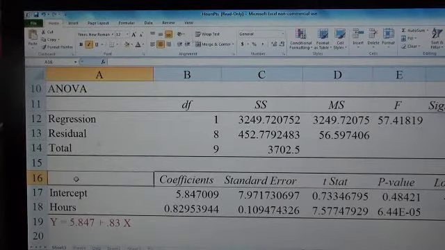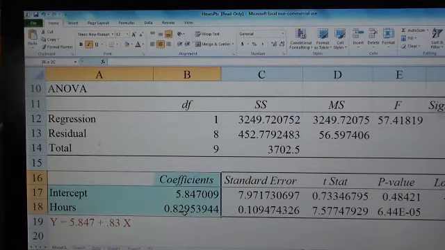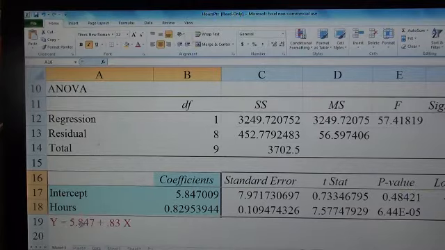Okay, the last two things I want to talk about on this output are these cells right here. This is where it tells you what your y-intercept is and what your slope is, even though it doesn't say slope. That's your slope and that's your y-intercept. So when you write the formula of your line, you'll get y equals the y-intercept, 5.847, plus the slope, which I just rounded up to 0.83, times x.